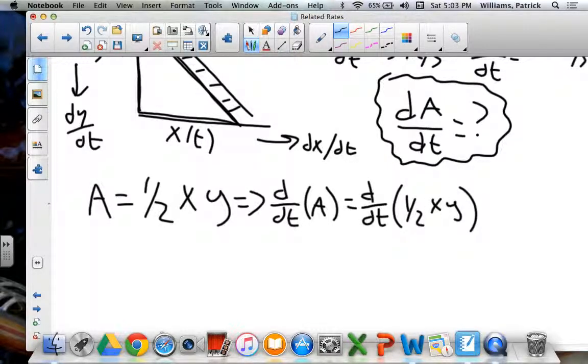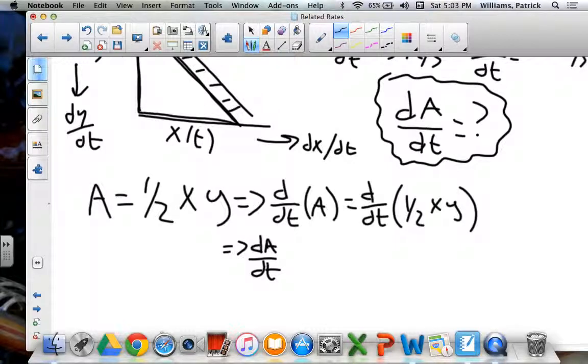All right, so if you didn't get to this step, pause the video again and still just try to solve this for dA/dt at this particular moment. Just give it a shot. All right, if you gave it a shot, when we take the derivative of the first side with respect to t, we just get dA/dt.